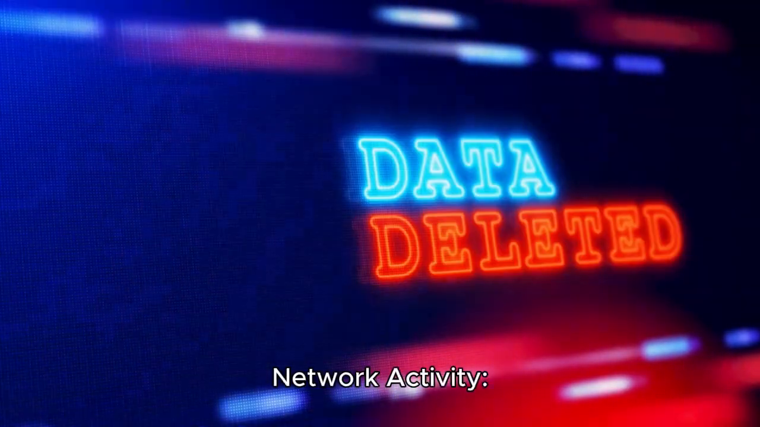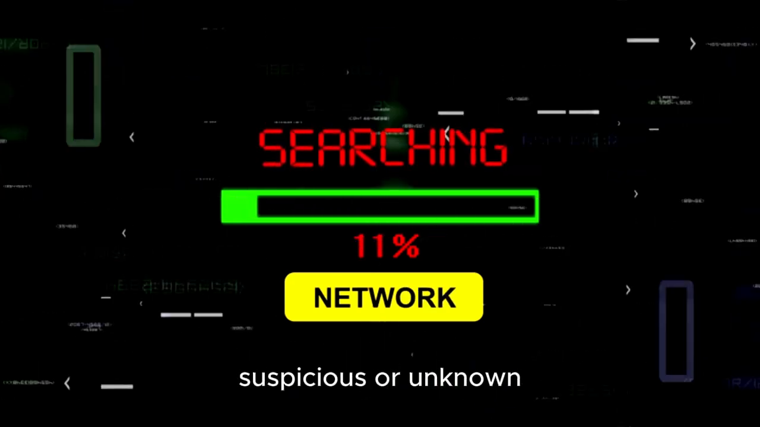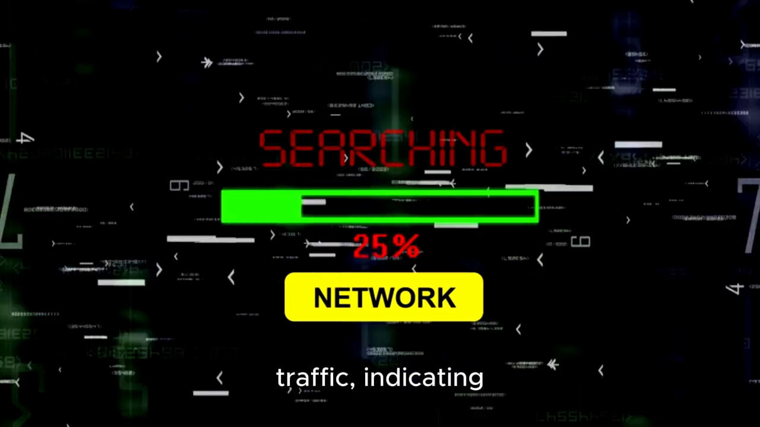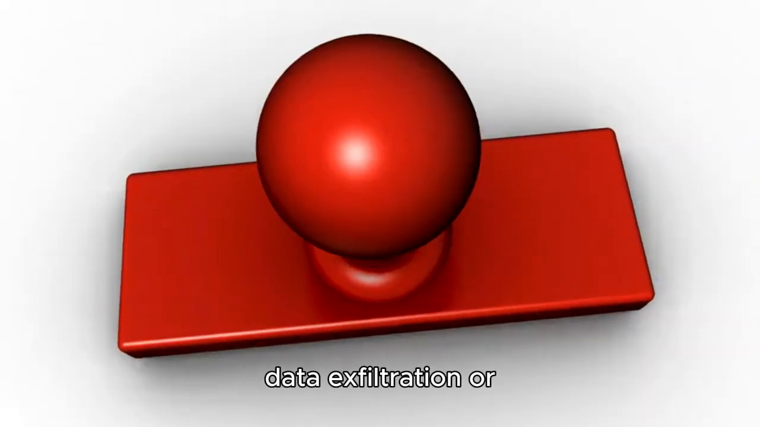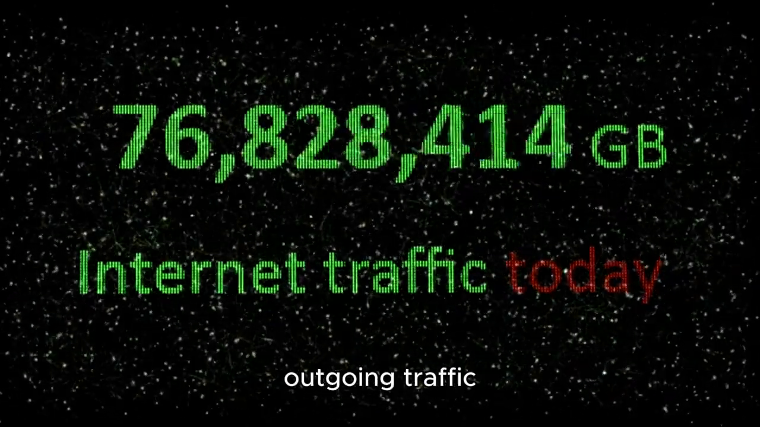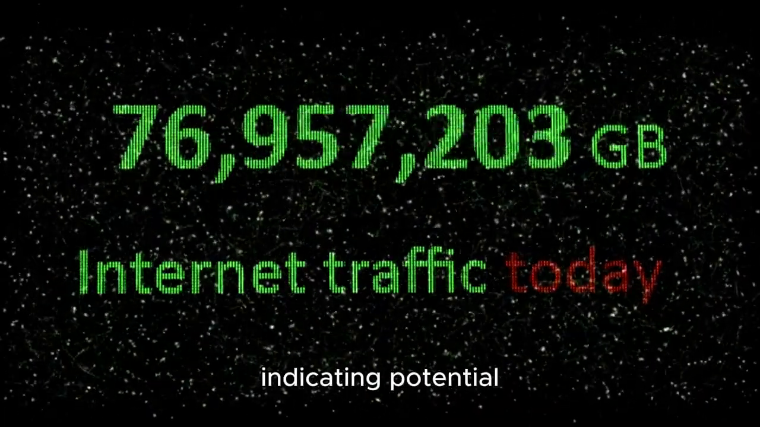Understanding anomalous network activity: unexplained outbound network connections to suspicious or unknown IP addresses. Increased network traffic, or unusual outgoing traffic, often involving unknown IP addresses, indicating potential data exfiltration.